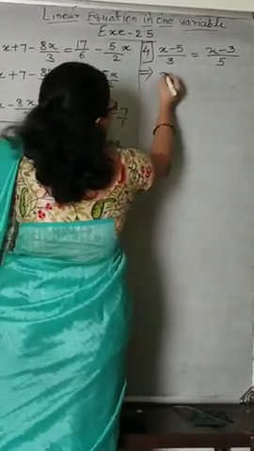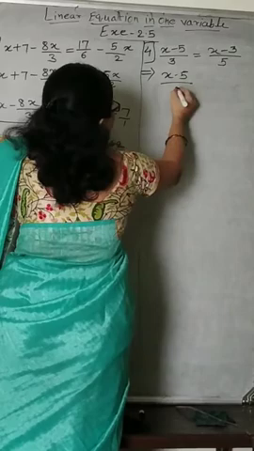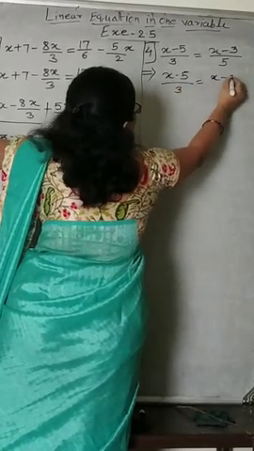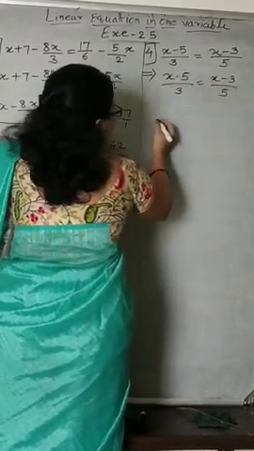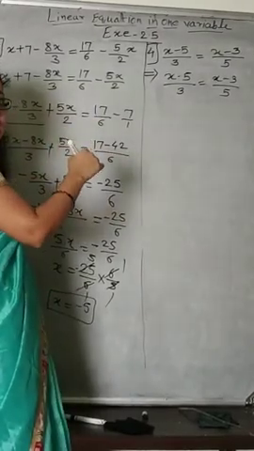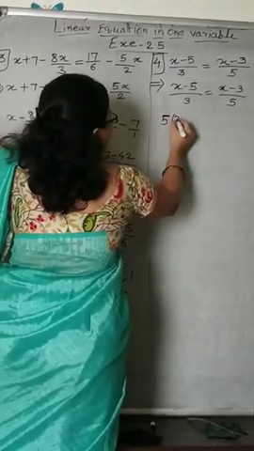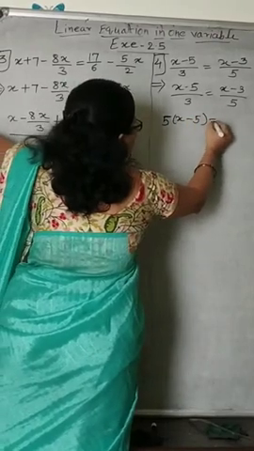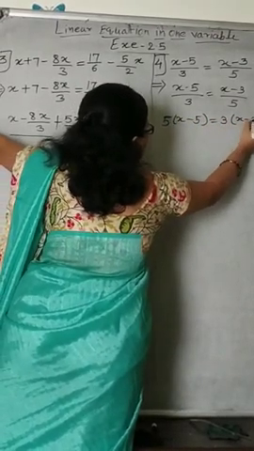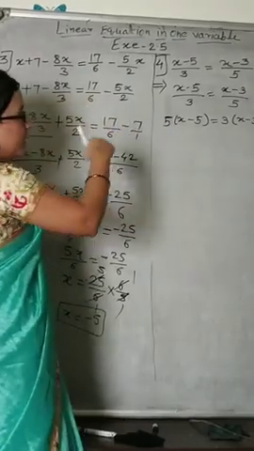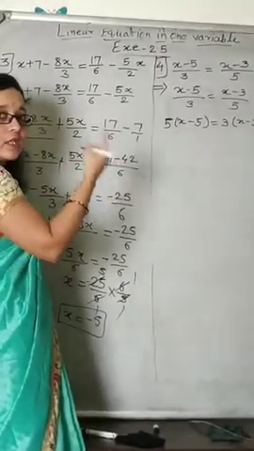Then what will come? First we'll write the question as it is: x minus 5 divided by 3, x minus 3 divided by 5. Then what will come? That divided RHS 5 will come to LHS in multiplication. That means 5 into x minus 5 and 3 into x minus 3. Like this way the answer will come. Means here divided LHS, it will go to RHS in multiplication.